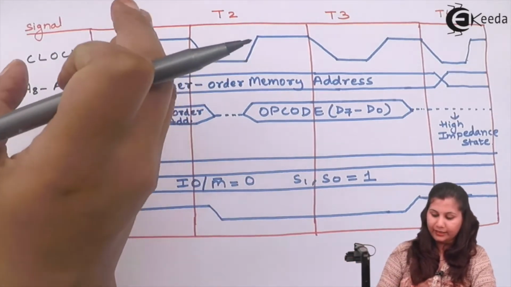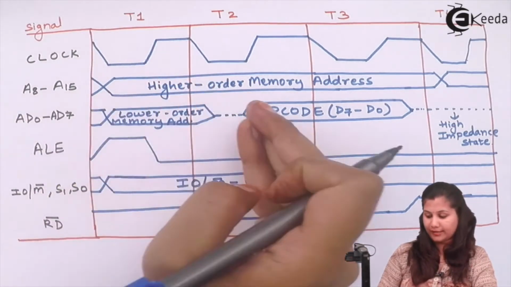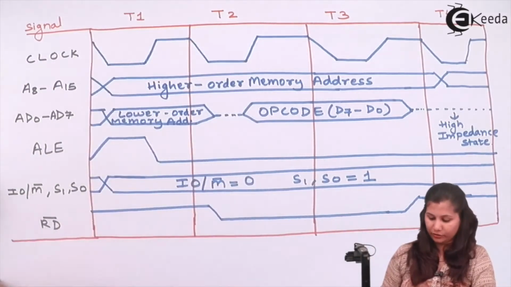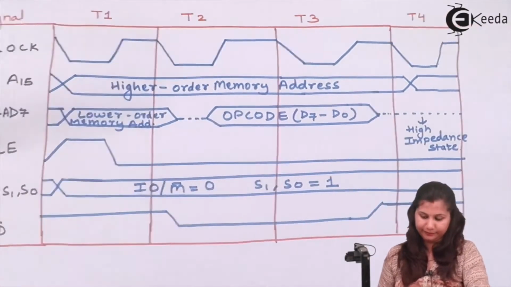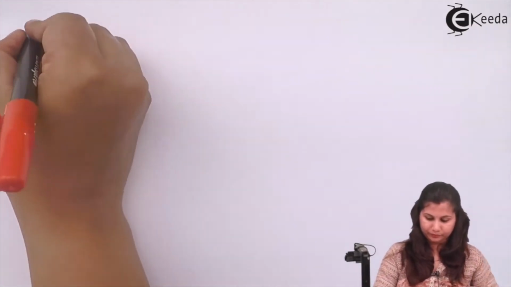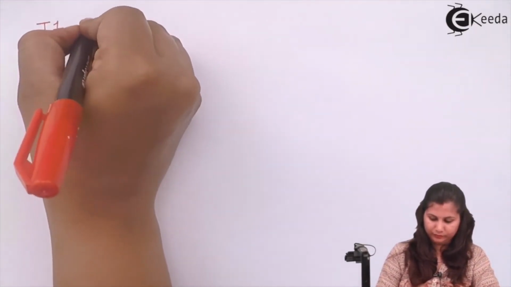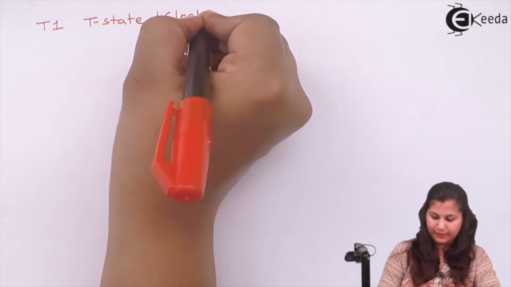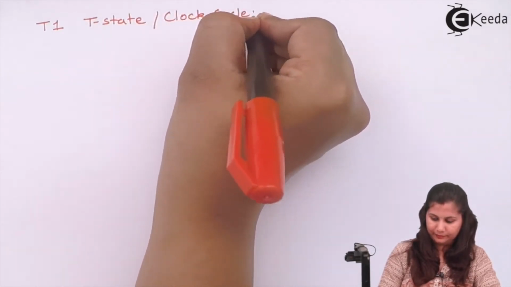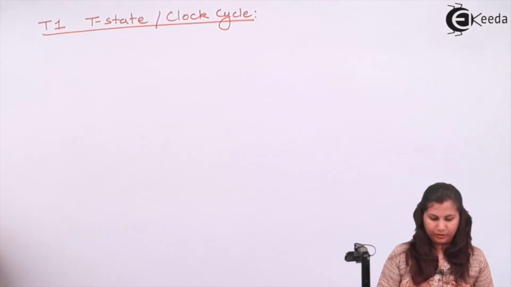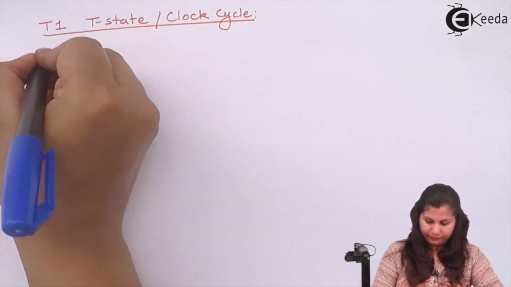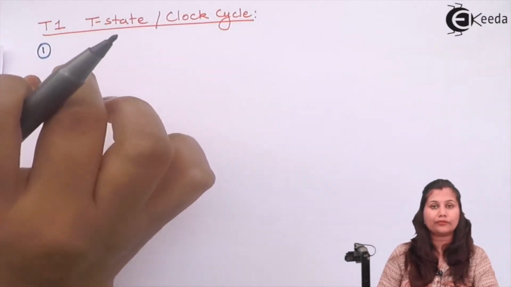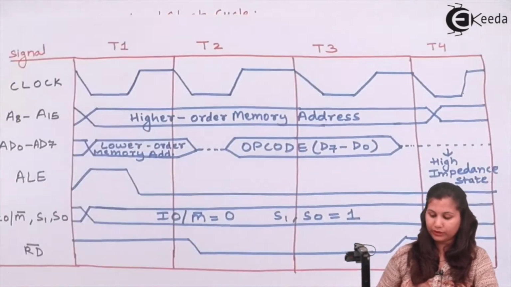Now let us see which operation or task will be performed in each of the T states. First we will start with the T1 state, or we can say it is a clock cycle. In the T1 state, the contents of the program counter are placed on the address bus.